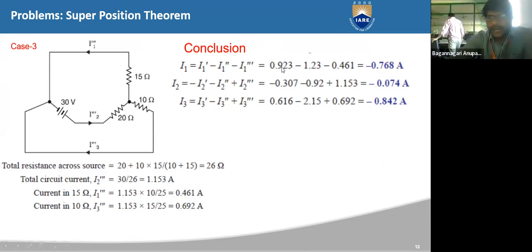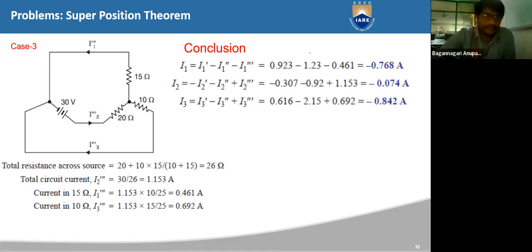So 0.923 is the current which was flowing in the first case. Minus 1.23 is another current, and minus 0.461 is another current in the third case here, right? So the resultant current I am going to get is minus 0.768. What does it indicate if we get minus 0.768? The direction of current which was given in the problem is opposite to that of the actual flow of current.